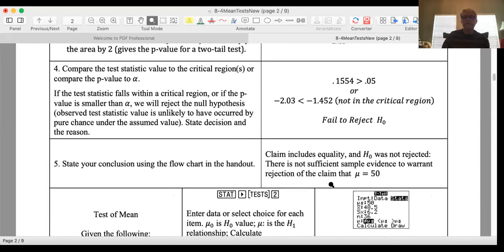And then we go to our flowchart in our tables and formulas handout, and we state our conclusion. In this case, because the claim included equality, it's not about supporting or not supporting, it is about warranting rejection or not warranting rejection of the claim. And so it wasn't rejected. There is not sufficient sample evidence to warrant rejection of the claim that the mean is equal to 50.